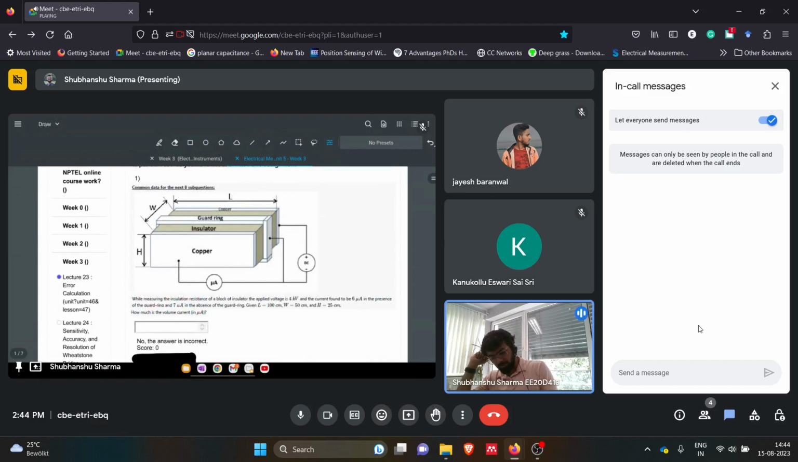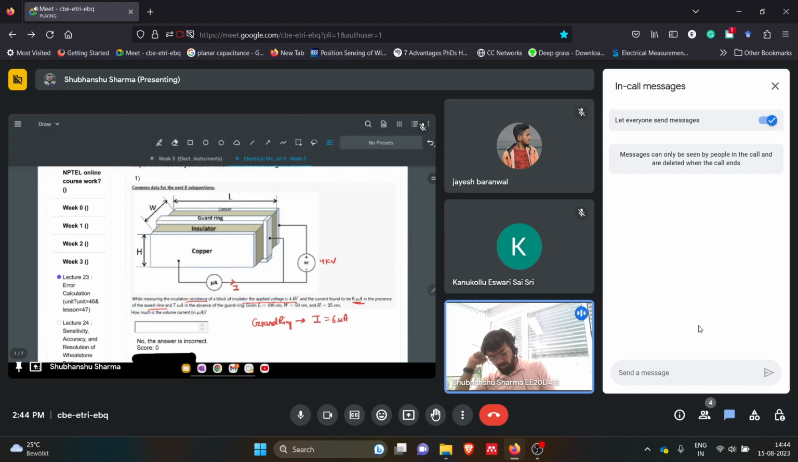If you want to measure this insulator, in that yellowish skin-colored kind of material, then we have a guard ring, and we are trying to measure the insulation resistance. The question says, while measuring the insulation resistance of a block of insulator, the applied voltage is 4 kV. So we have this 4 kV here, and the current is found to be 6 microamperes in the presence of the guard ring. So when the guard ring is there, the current measured is I equals 6 microamperes.